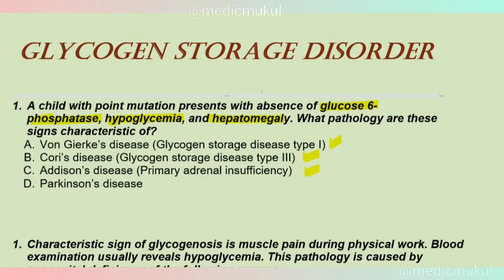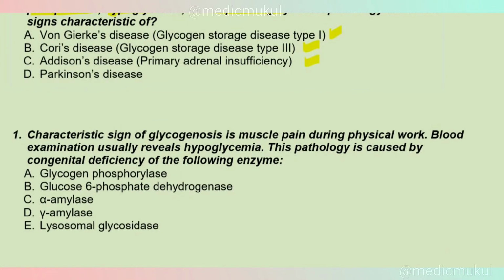Then the second question: we are seeing the characteristic sign of glycogenosis, muscle pain during physical work. Blood examination usually reveals hypoglycemia. This pathology is caused by the congenital deficiency of the following enzyme. Okay, so in the end we will be able to answer all these types of questions.